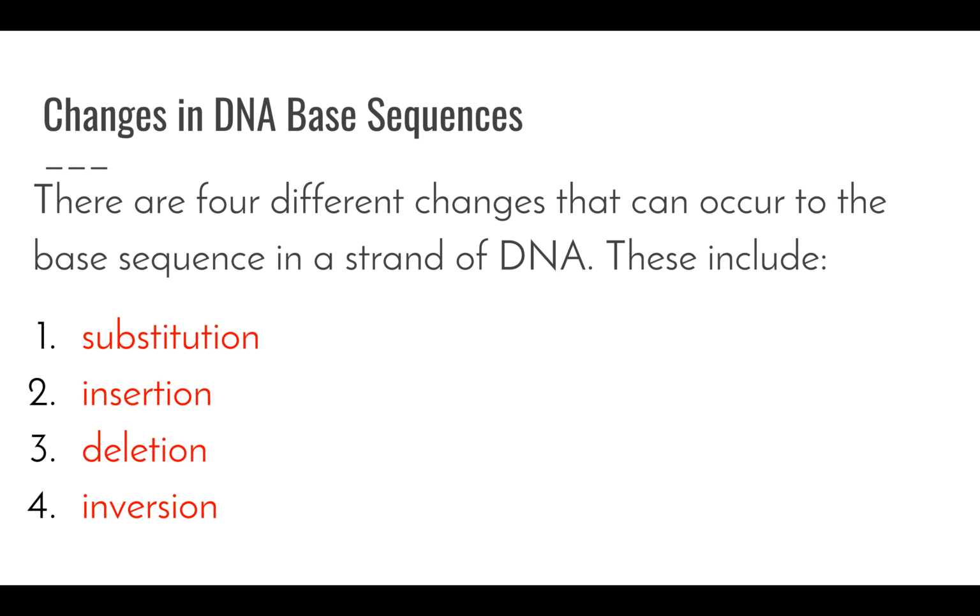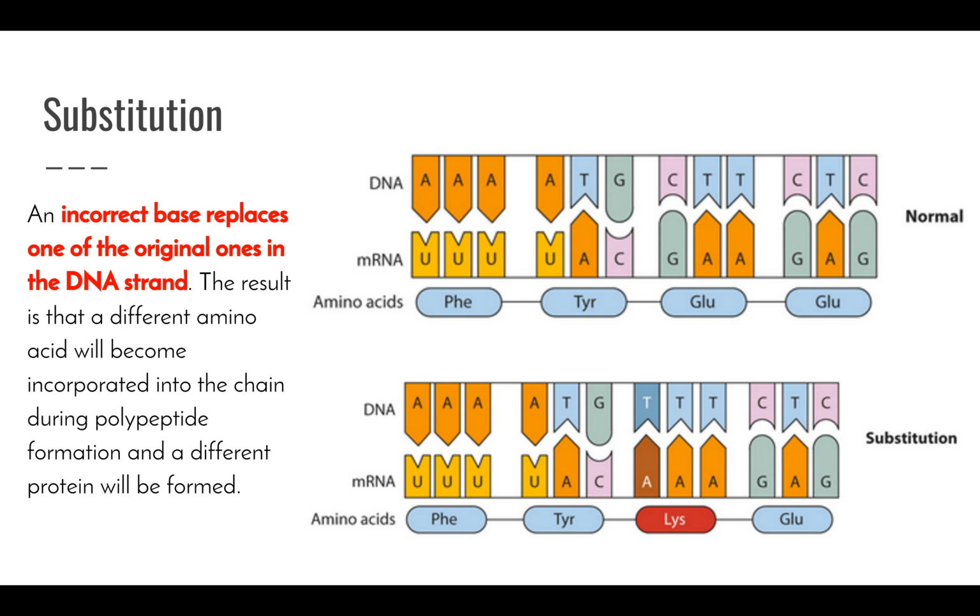We also have mutations that result from changes in the DNA base sequences, and there are 4 different changes that can occur to the base sequence in a strand of DNA, and these can include substitution, insertion, deletion, and inversion. So in substitution, here an incorrect base replaces one of the original ones in the DNA strand.